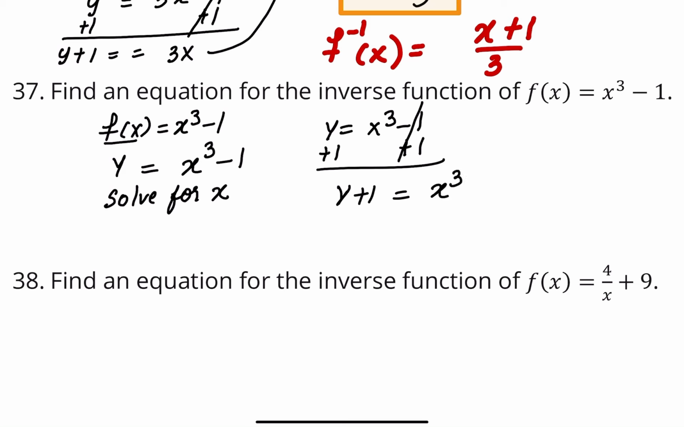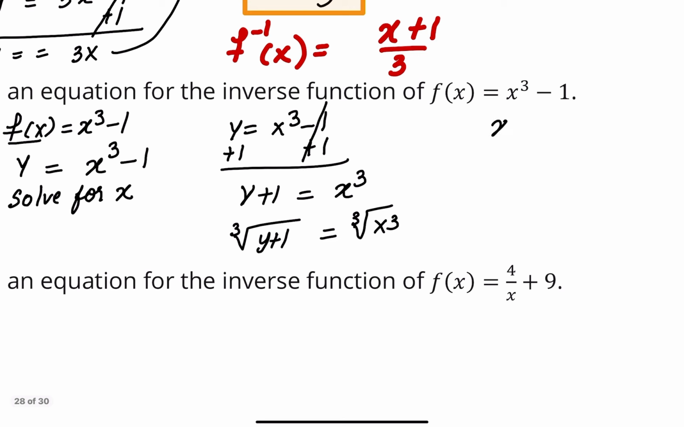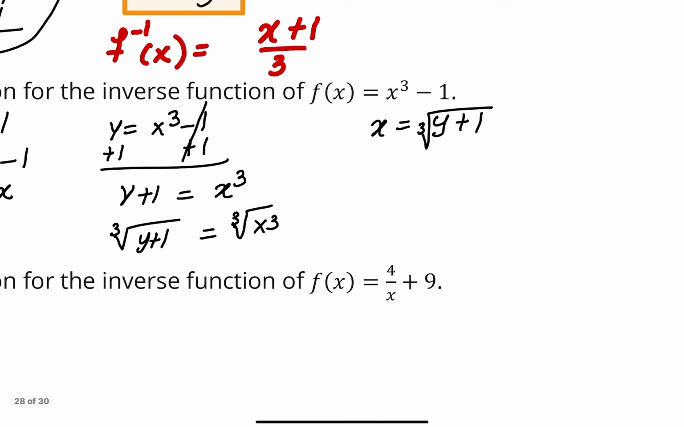Remember, I'm trying to get x by itself. This is a cube. How do I make sure x is by itself? I take the cube root on both sides. The cube root of y plus 1 is equal to the cube root of x cubed. When I find the cube root of x cubed, what do I end up with? X is equal to the cube root of y plus 1. And once you get here, you are almost done.